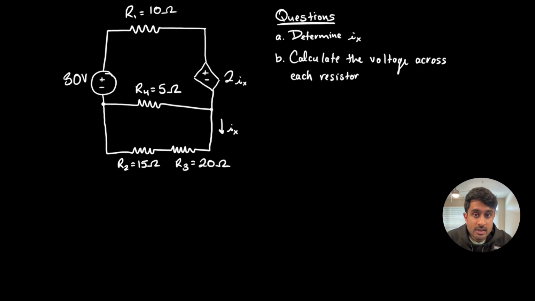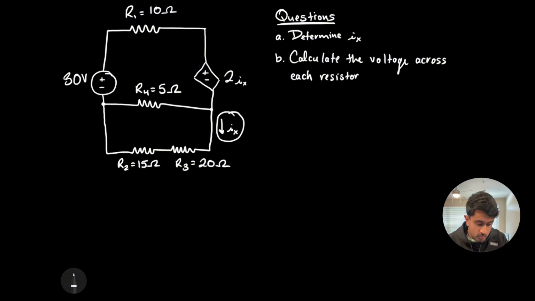So today we'll be solving a slightly harder problem. We'll only do one problem and go through it step by step. In this example, we have a 30 volt power source connected to a few resistors, R1, R2, R3, and R4, of various different resistances. We also have a dependent voltage source of 2 times current IX. IX is the current that goes through the series combination of R2 and R3.